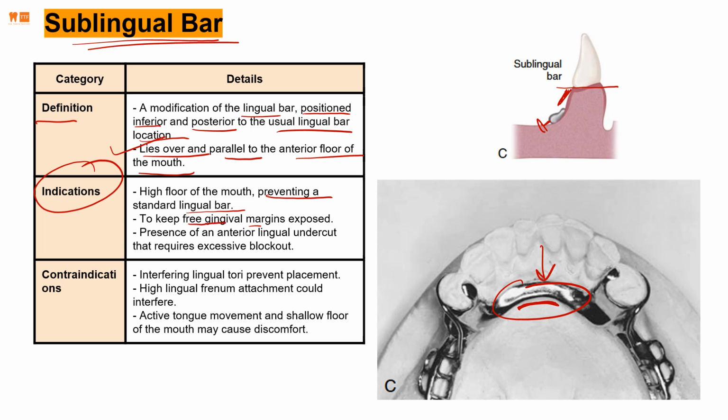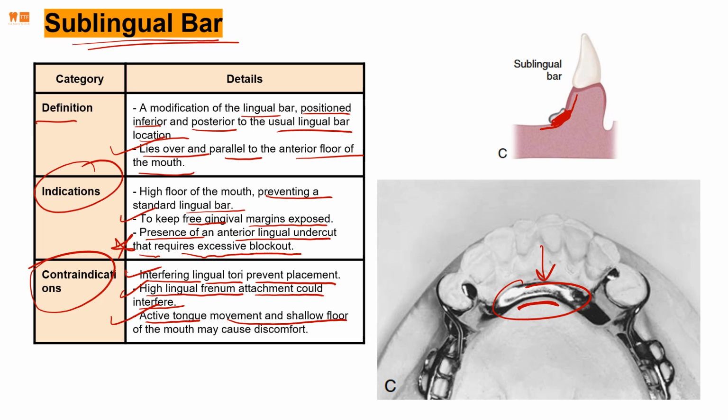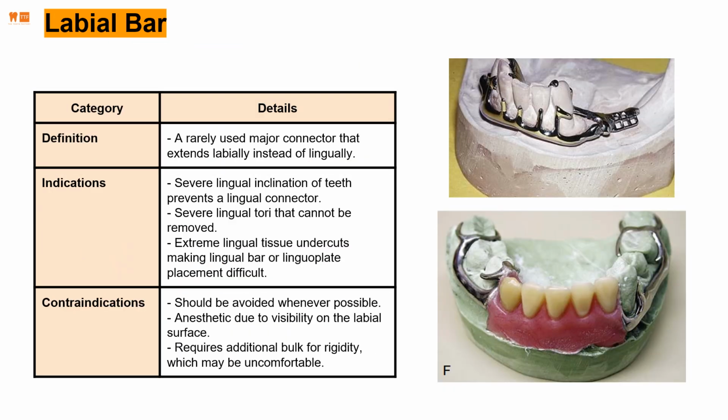We want to keep the gingival margins free, okay? When the gingival margins need to be free. The presence of an anterior lingual undercut that requires excessive block out. If I erase this here and show you, this kind of goes like this, and that undercut needs to be blocked out. Contraindications: interfering lingual tori, preventing the placement. Very simple. Any interference, a high lingual frenum attachment could interfere. Any interference. Active tongue movement, and a shallow floor of the mouth can cause discomfort. Again, interference. Not used, by the way, so don't worry about this.